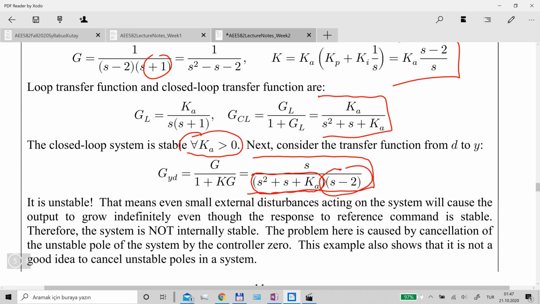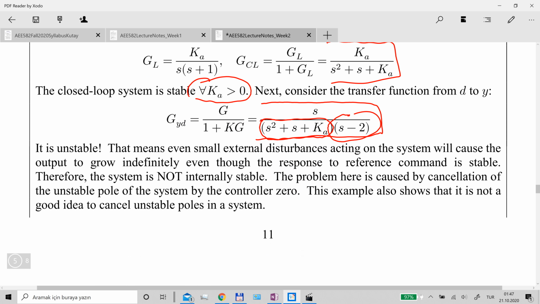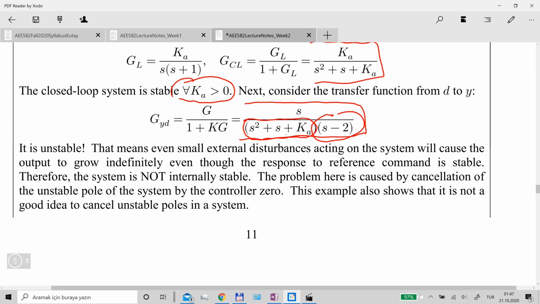Okay, so this is what I mean by the internal stability of the system. So seemingly the closed loop system is stable, but when you look at the transfer function from the disturbance input to the output, you have an unstable pole, which means even if you have very, very small external disturbances acting on the system, because of that unstable pole, these will cause the output to grow indefinitely, even though the response to the reference command is stable. Therefore, since this particular transfer function is unstable, we call the system to be not internally stable.